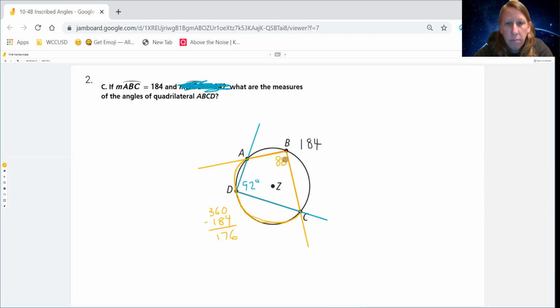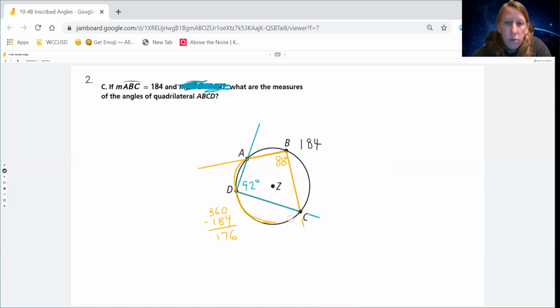All right, if you watch the beginning of this video, you also would remember that if I add these two together, they're going to be supplementary. They're going to make 180 when I add them together. You can check it. What's 88 plus 92? Yeah, the whole circle is 360. If you take half of this part and you take half of this part, that's going to have to add up to 180.